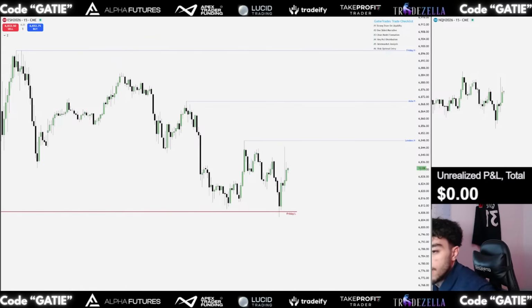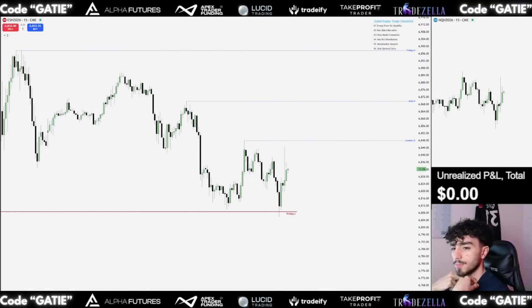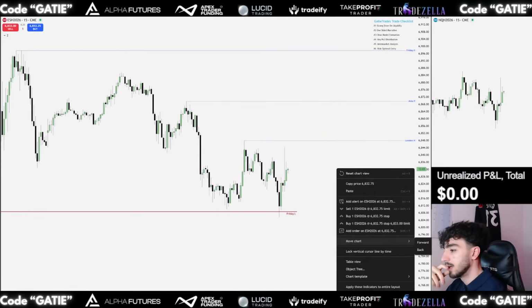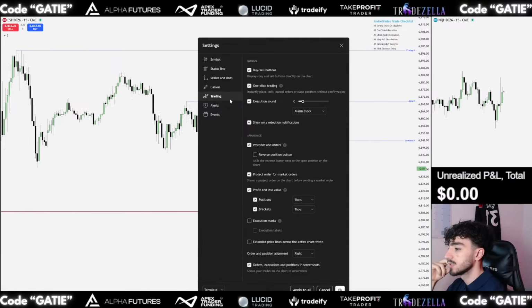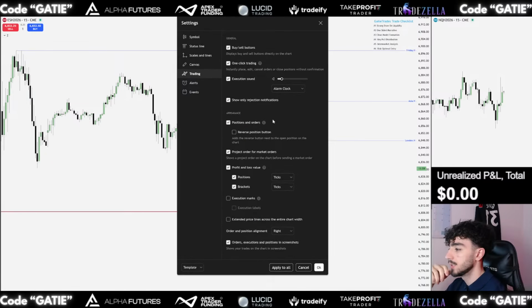How do you get your trade small instead of going across the whole screen? You mean the line? You go to settings, trading, and then at the bottom here, you're gonna see order and position alignment. You can just put it to right. Yours is gonna be set to probably center. Or you have this toggled which says extended price lines. You don't want that toggled on if you don't want the line.